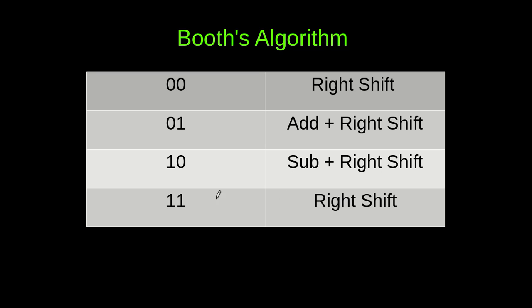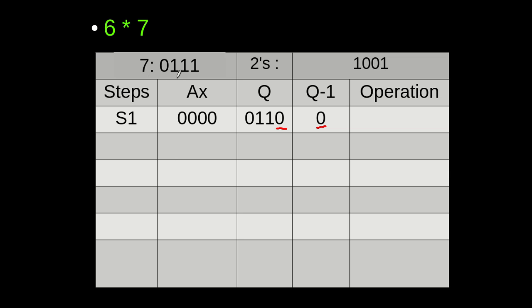If I have 1, 1, or 0, 0, I'll do a right shift. Think of it as an XOR. On 0, 0, we just do a right shift. How I memorize it: 0, 1, I think of it as positive because I have a 0, so I'll add. 1, 0, I think of it as negative, so I'll subtract. So let's take this example.